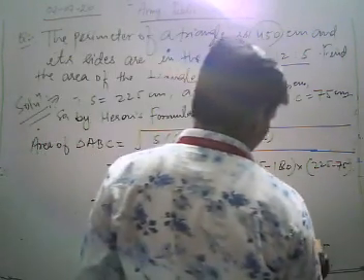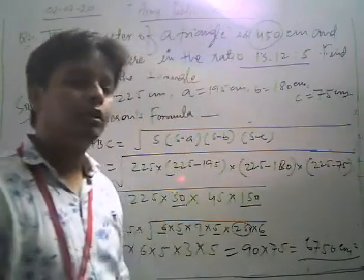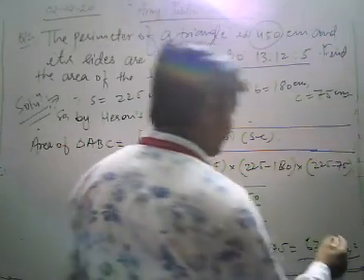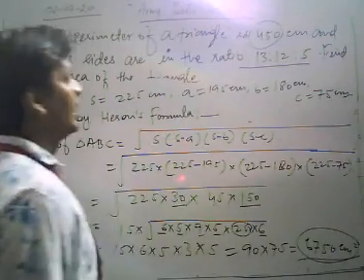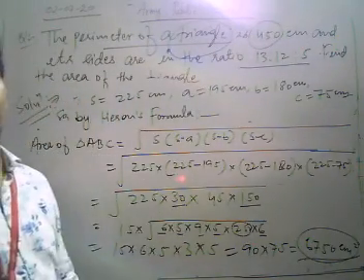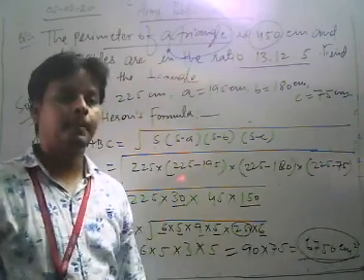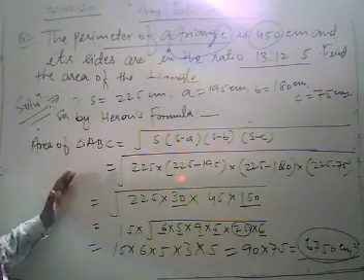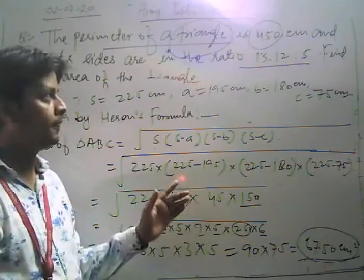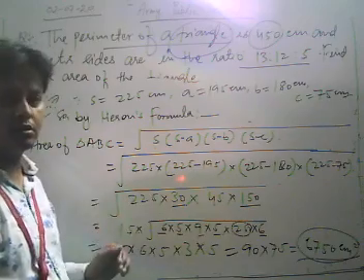Centimeter square. 6750 centimeter square. This is the area of the required triangle. The area of the required triangle is 6750. Okay. So dear students, in this way you solve all the questions of your NCERT exercise based on Heron's formula.